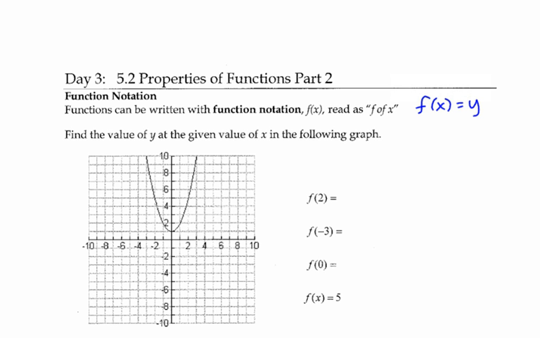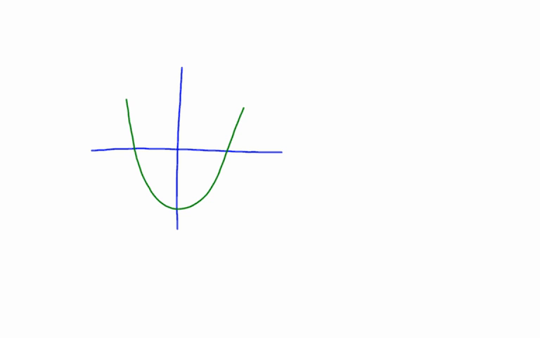Now, why would I write functional notation as f of x instead of y? Well, there's two reasons. The first reason is if I am graphing and I have two different graphs. Say my first graph is y equals x squared minus 5, and my second graph is y equals negative x squared plus 4. Okay, these are the two graphs.